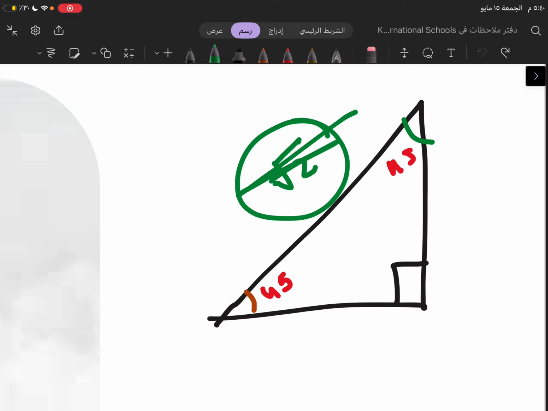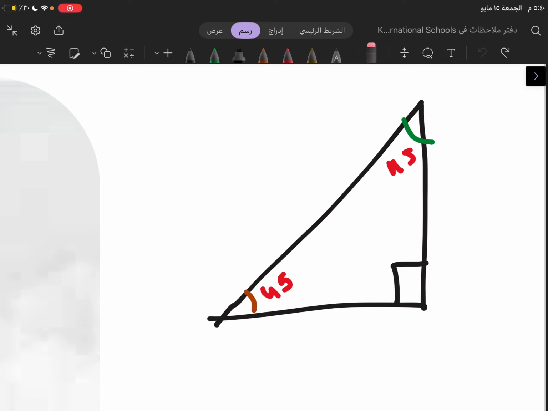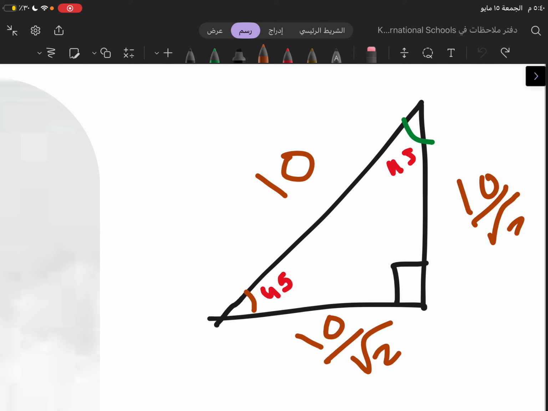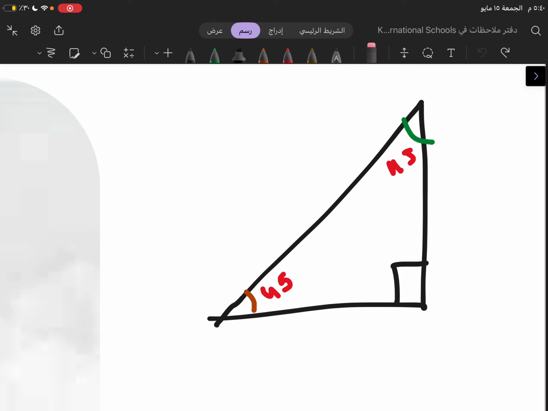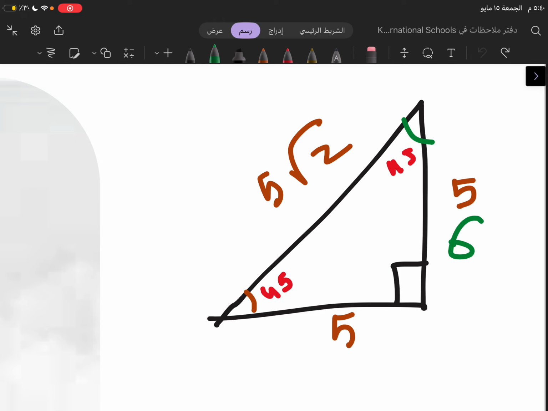Okay. Now let us take one example. If this is 10, so this will be 10 over radical 2, and this will be 10 over radical 2. One more example. If this is 5, so this is 5, so this is 5 radical 2. If this is 6, so this is 6, so this is 6 radical 2.